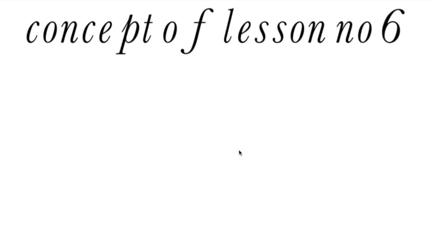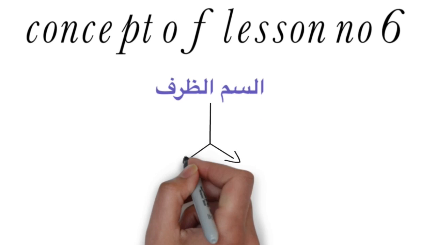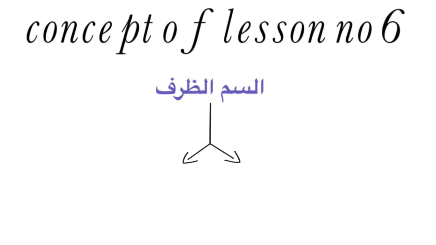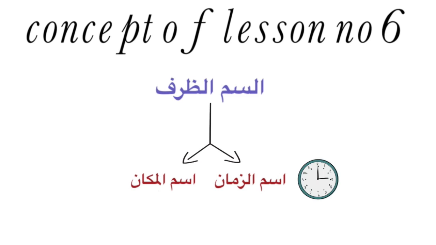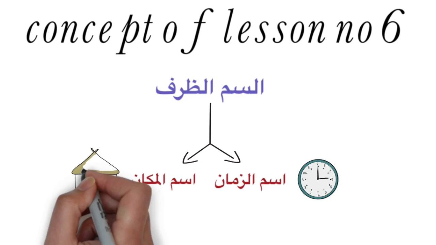So what it is based on is ismu zarf. Ismu zarf is a noun of place or time. So ismu zarf can be of two types. One is ismu zaman. Ismu zaman means it denotes time. It is a noun of time. And we have ismul makan. Ismul makan means it's a noun of place.